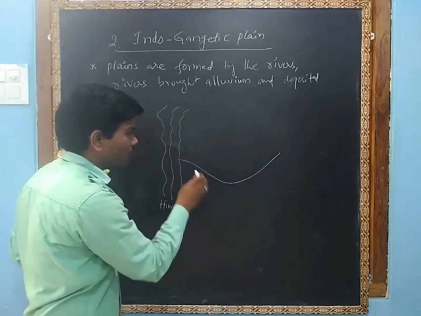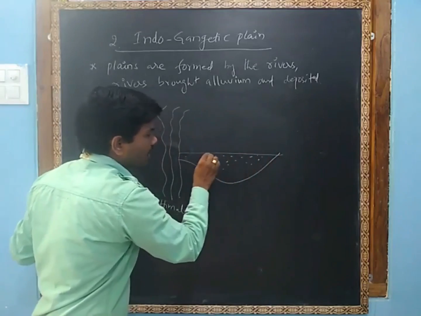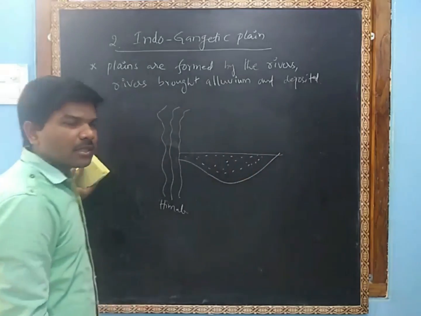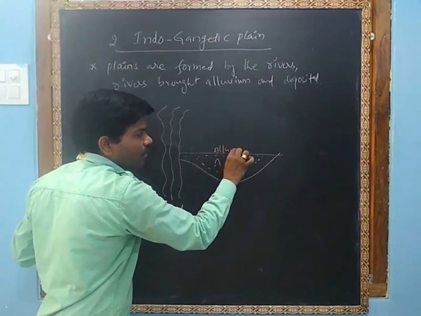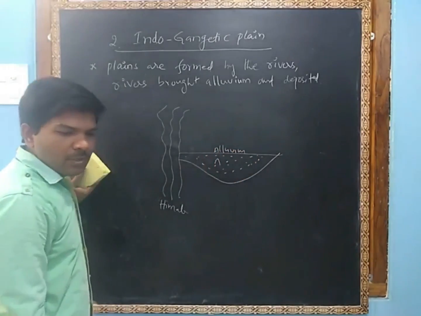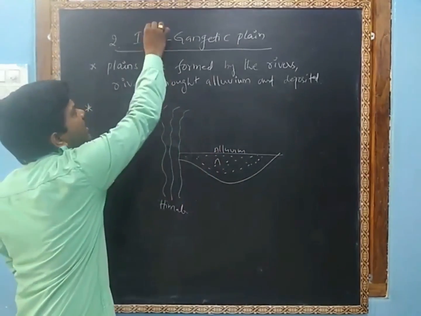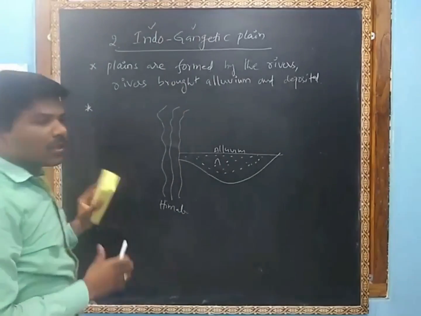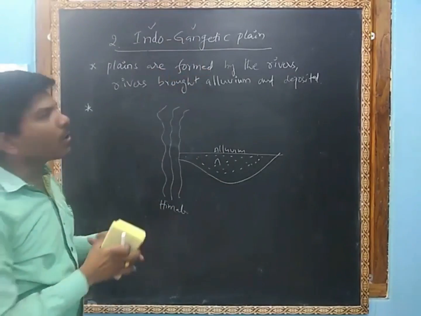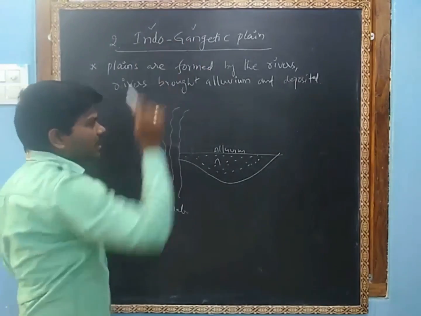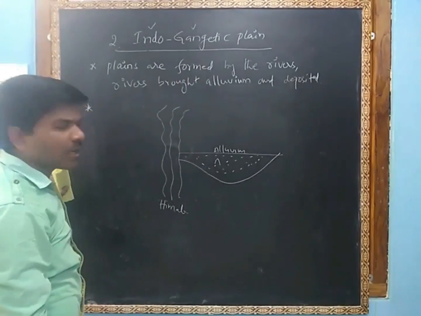This shallow land was filled with the sediments. It was completely filled with the alluvium brought by the main rivers, the Indus River and the Gangetic River. The alluvium was brought by these two rivers, hence we call these the Indo-Gangetic plains.